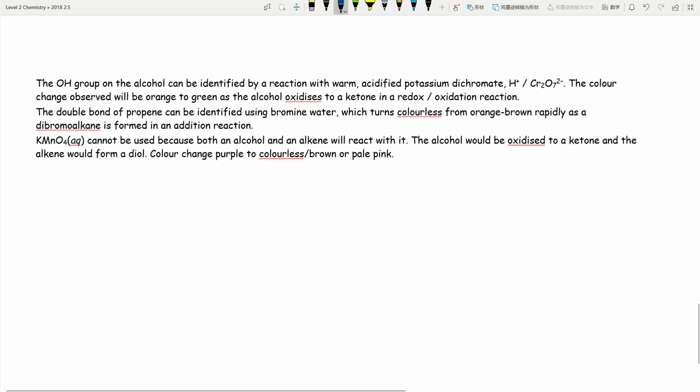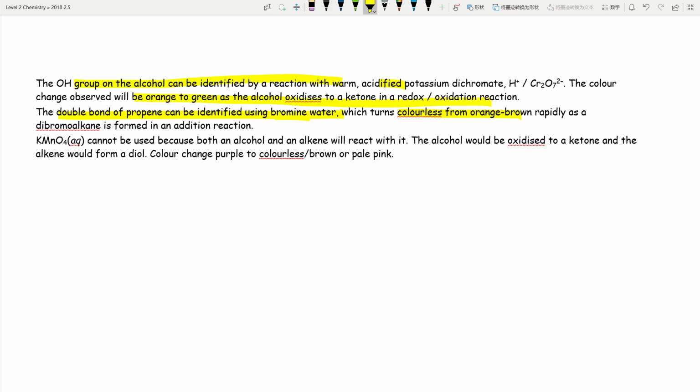Okay, so let's have a look at the answers. So the OH group can be identified with a warm acidified dichromate, from orange to green, a redox reaction. Or you can say the double bond can be added. So if I have these two things, and I know one is a primary alcohol and one is an alkene, I can use bromine water. That allows me to distinguish: it goes from orange to colorless. That tells me it's an alkene. The other one must be alcohol.